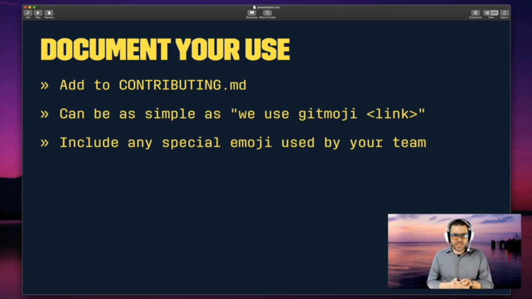So another good suggestion, kind of like the Atom contribution guidelines, is document your use. A small section in contributing, just mentioning that you use Gitmoji and having a link to where they can find out more about Gitmoji is a great way to invite people to take part in using emoji and knowing what your team uses, especially if you use any special emoji like some of the ones I've called out. And one idea for the link is you now have a second place to link to, like this talk, in addition to the Gitmoji website.